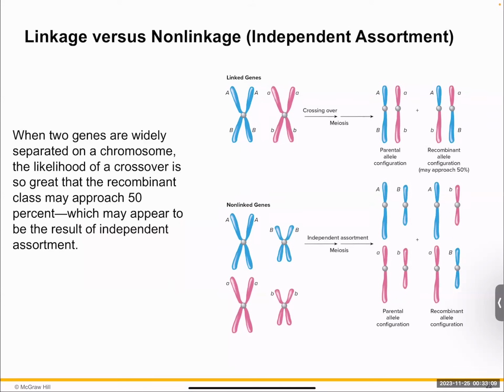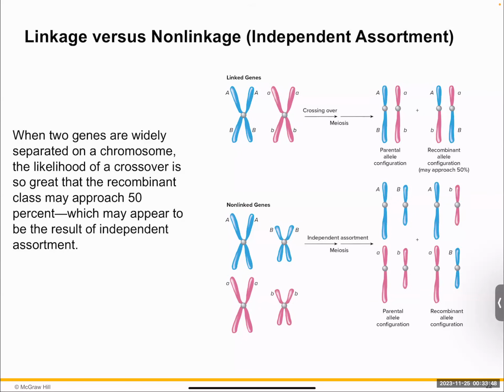Now, again, thinking about linkage, if the two genes are very close together, they do not independently assort. However, if they are far from each other, there is a chance of independent assortment. So when two genes are widely separated on a chromosome, like one end to the other end, there is no linkage, right? There is a very high likelihood of crossing over, which means you can move things around a little bit during prophase 1 of meiosis, and you have a high chance of independent assortment.